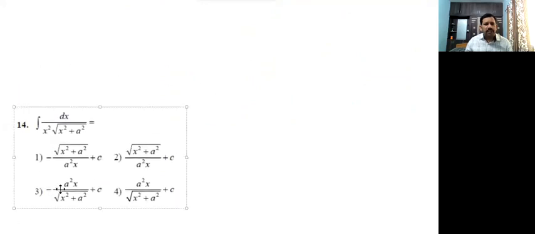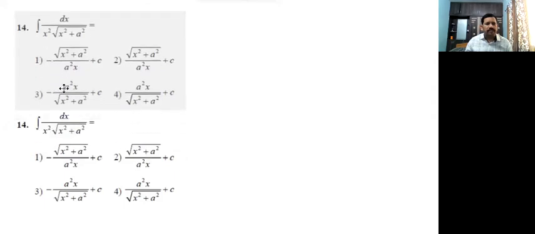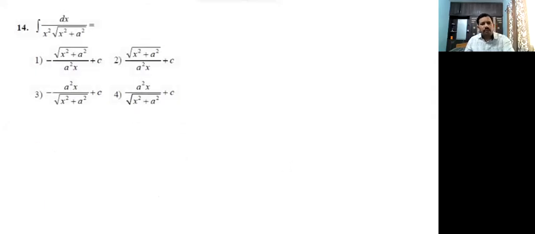See this 14th question. Integration dx divided by x square into under root (x square plus a square). x square plus a square is there. So in place of x, what can we take? By observing the trigonometric identity: secant squared theta minus tan squared theta is equal to 1, secant squared theta is equal to 1 plus tan squared theta.